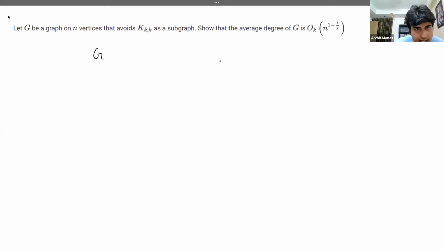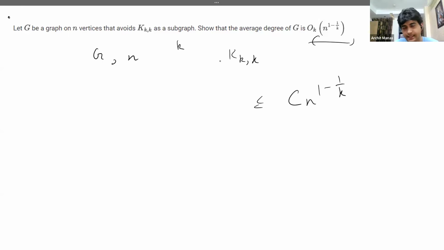So you have this graph G on n vertices such that it doesn't have the complete bipartite graph with partite sets having size k as a subgraph. And you have to show that the average degree of G is, okay, this notation, if it's a little confusing, let me just explain what it means. Assume K to be fixed, and then you just have to show there's a constant C such that the average degree is at most C times n to the 1 minus 1 over K. In particular, when K is equal to 2, K 2,2 is just a cycle of length 4. And there you have the normal result that if G avoids a cycle of length 4, then the number of edges that G could have is of order n to the 3 by 2.